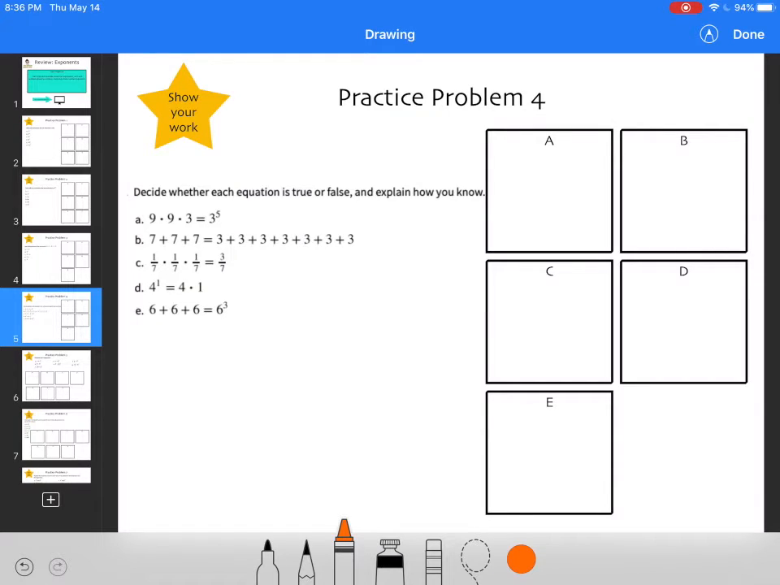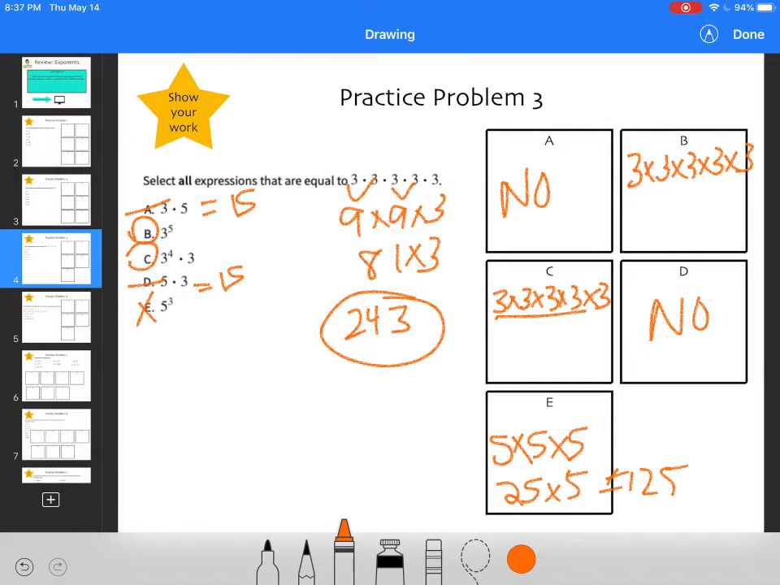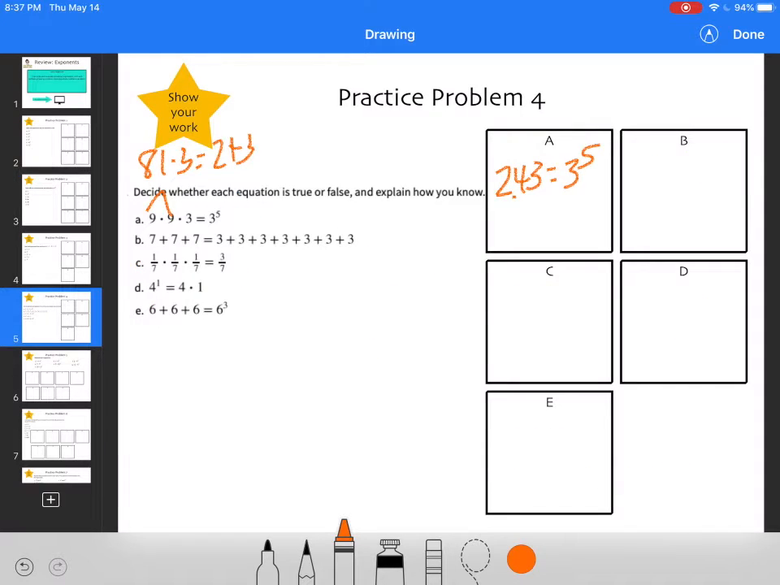All right, explain whether each is true or false. Explain how you know. So I have 9 times 9, which is 81. 81 times 3 is 243. So is 243 equal to 3 to the 5th? Well, on the previous slide, 3 to the 5th is 243. So this one is true.